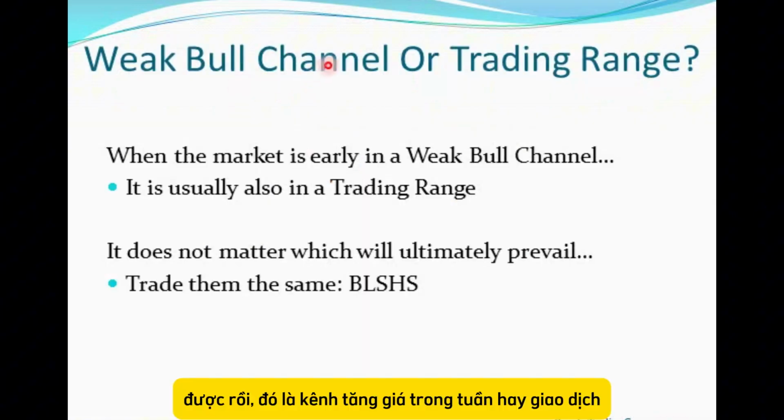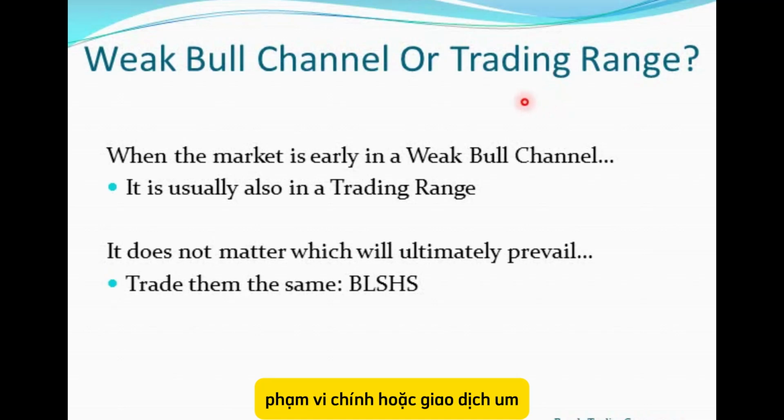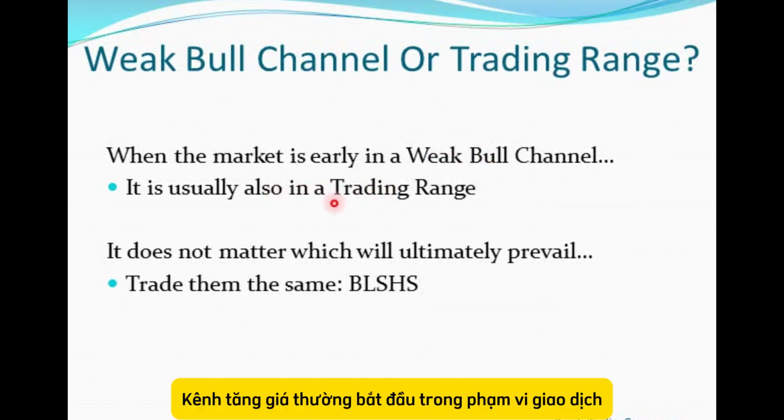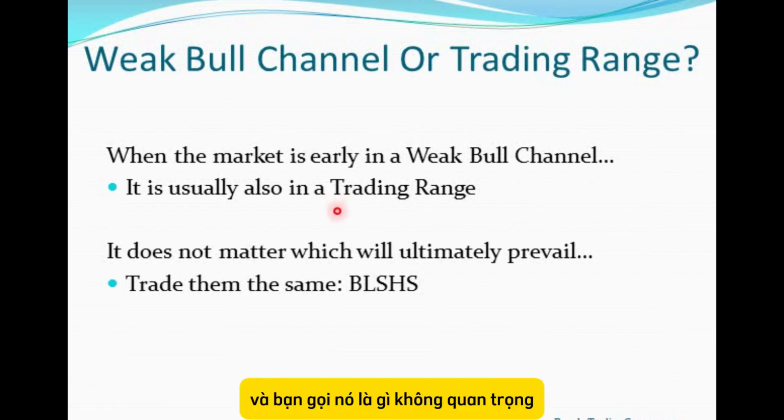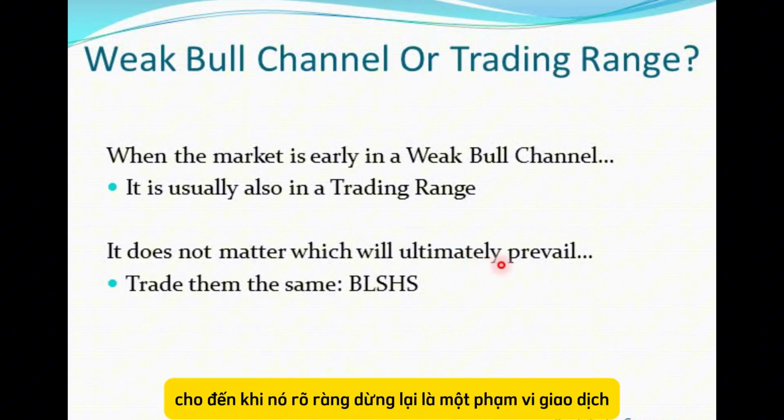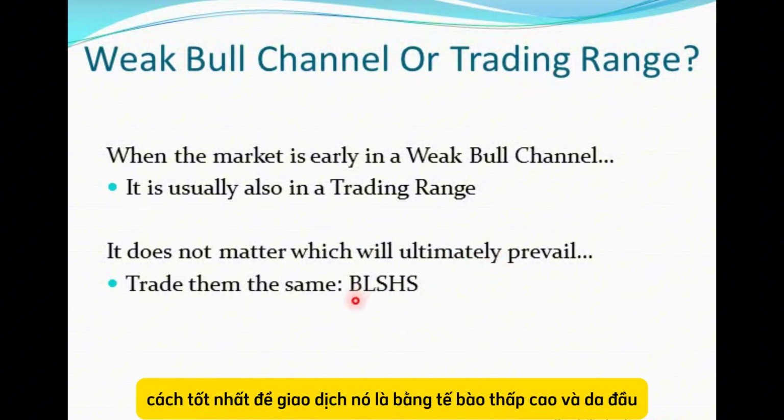Okay, is it a weak bull channel or a trading range? When the market's early in a weak bull channel, it's usually also in a trading range. So a weak bull channel usually begins within a trading range. And it doesn't matter which you call it or which will ultimately prevail until it clearly stops being a trading range. The best way to trade it is buy low, sell high, and scalp.